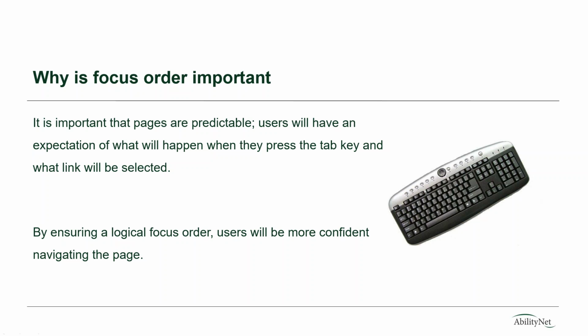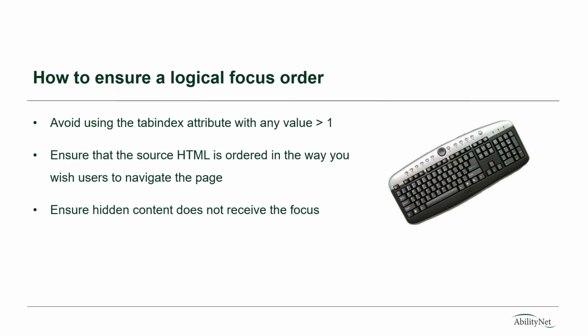So let's have a look at how you can ensure a logical focus order. The best way is to avoid using the tab index attribute with any value greater than 1. This can create an artificial focus order, in which case the underlying source markup doesn't need to match the actual focus order, but it more often than not creates problems. The best way to achieve a logical focus order is to ensure that the underlying source HTML is ordered in the way that you wish users to navigate the page. So the order of controls in the markup reflects the order in which you would like users to tab through them on a page. That is by far the best and most appropriate way of ensuring a logical focus order.